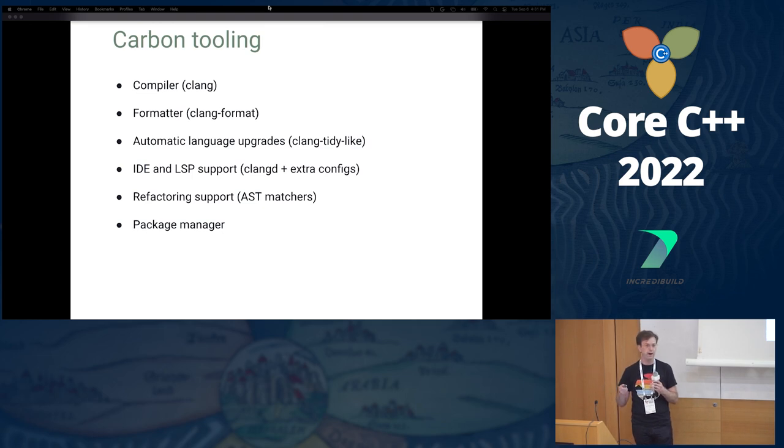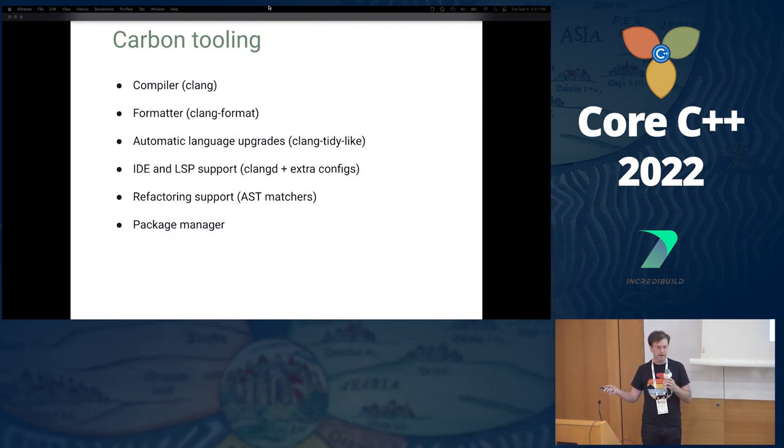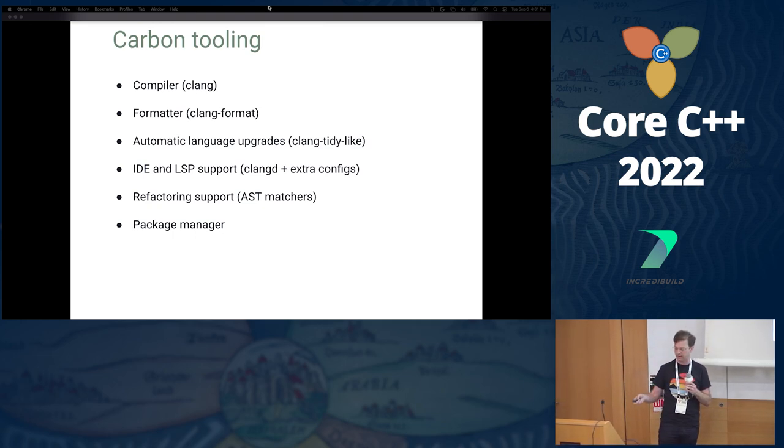Obviously, we still need a compiler. We think a formatter is really important too. As we talk about evolution, automatic language upgrades become important to us. IDE support is obviously necessary. We want better refactoring support than you can really see in C++. And of course, a package manager as well, because again, this is about making developer lives easier.